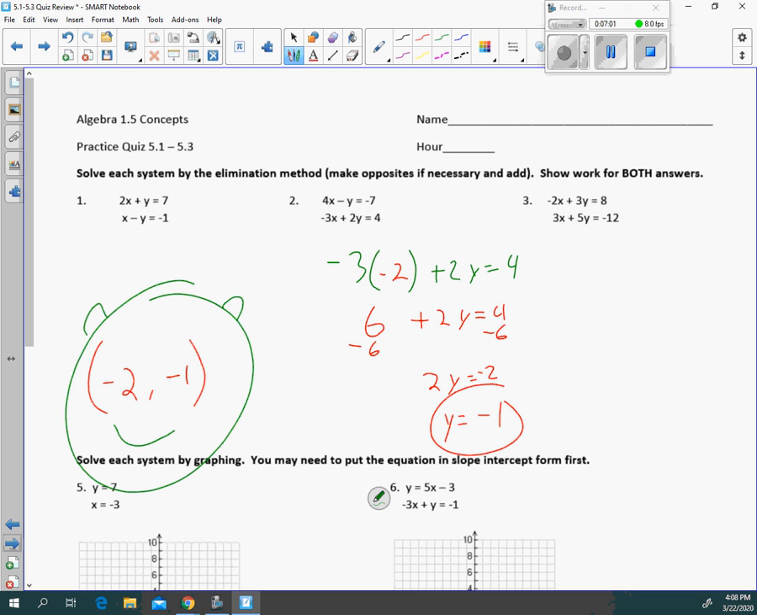Ears. Nose. Teeth. There you go. That was for you.